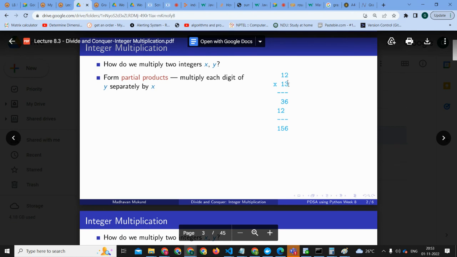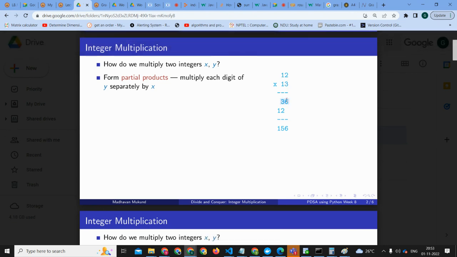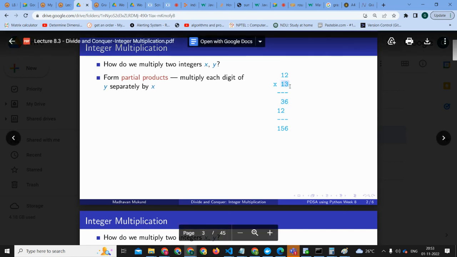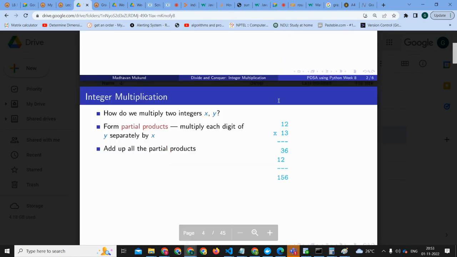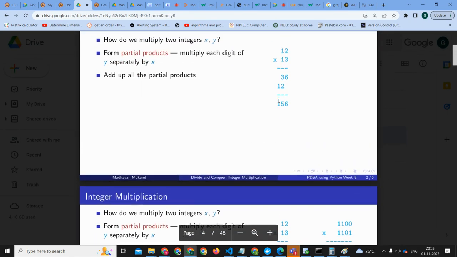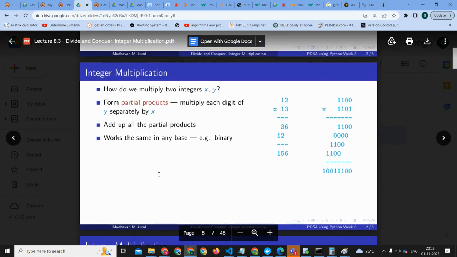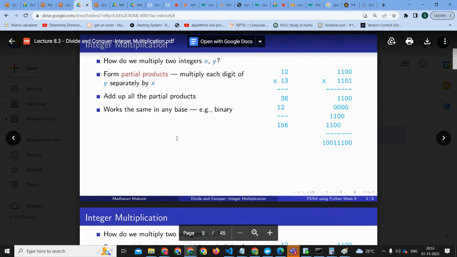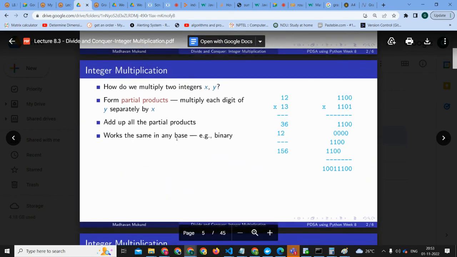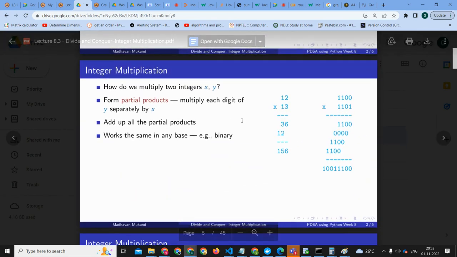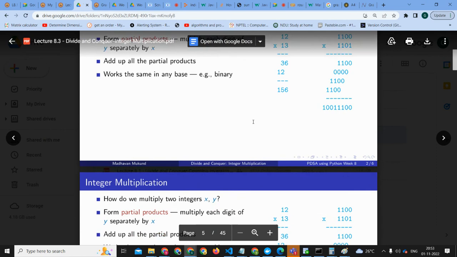So we multiply 2 and 3, and then we multiply 3 with 1. Basically we multiply the last digit of this part with the first one, then add it, like how we normally do. Add up all the partial products. It works the same in any base, binary included. Does anyone want to talk about this here, guys?